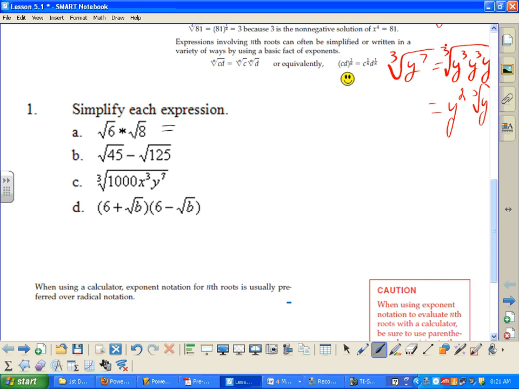If we're multiplying radicals together, then you multiply what's under the radicals together. So this would be the square root of 48. And then we would simplify that. So what's the largest square that goes into 48? 4 goes into 48, right? But 16 does. So that's the square root of 16 times 3, which would be 4 times the square root of 3.